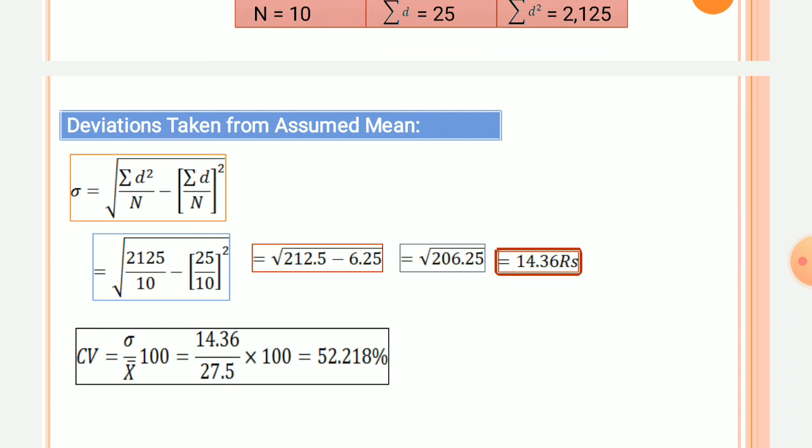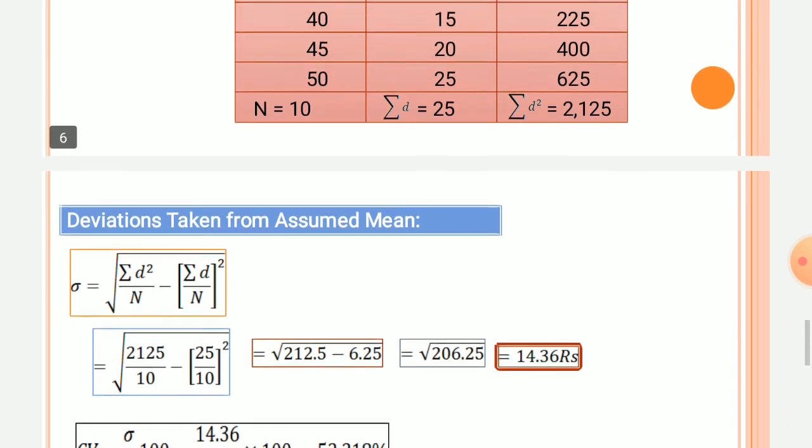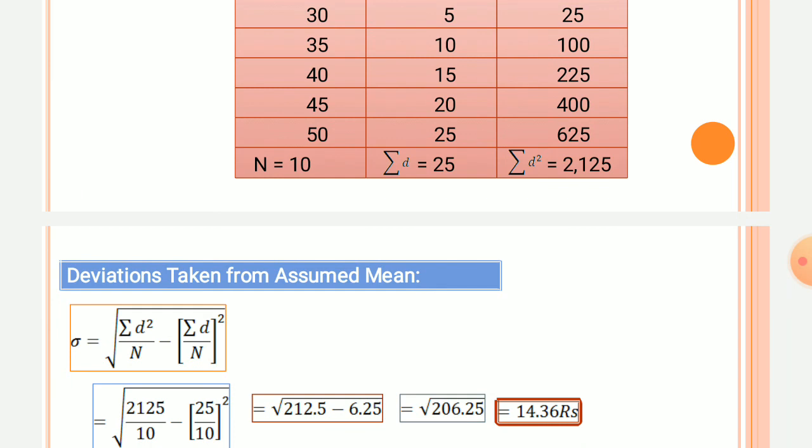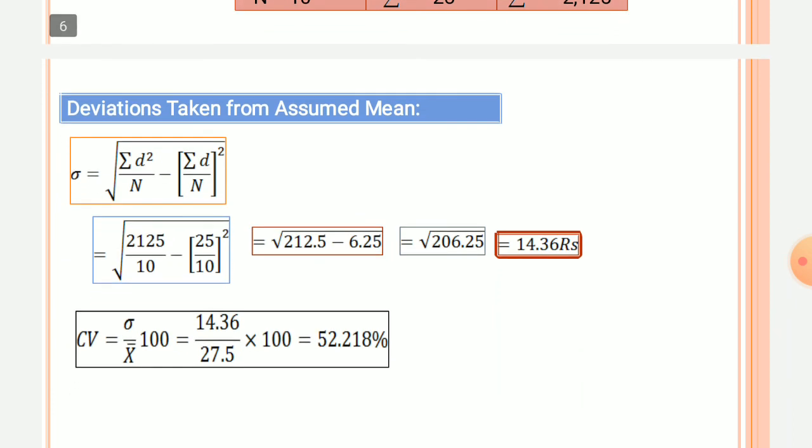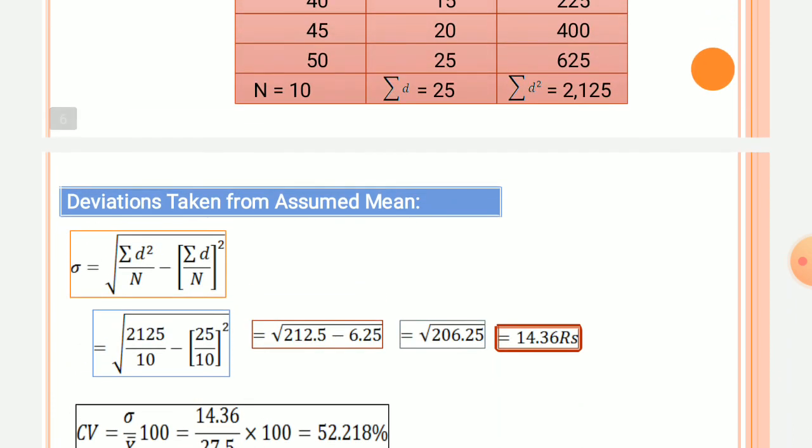So by applying the x bar formula, x bar is equal to sigma x by n, you can find the value of x bar, that is 27.5. So 14.36 by 27.5 into 100 is equal to 52.218%. This is the coefficient of variation. Therefore this is the way in which we compute the value of standard deviation by using the arithmetic mean as well as the assumed mean.